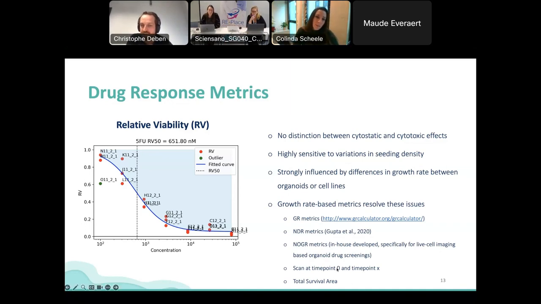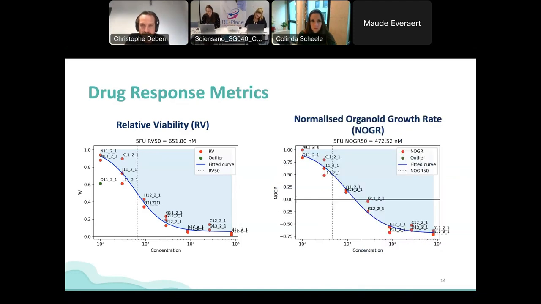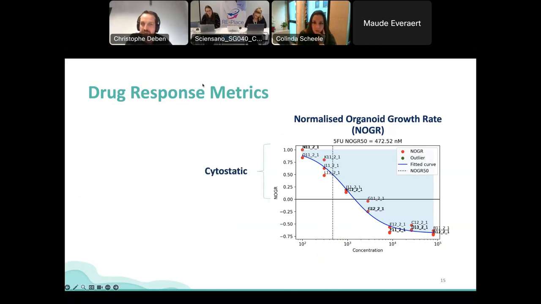And it requires a scan at least at time point zero and at time point X, for example, after 72 hours, 5 days, and so on, to really be able to quantify the growth rate. And from this single metric, we can plot similar dose response curves, but we can get much more information from these dose response curves. As you can see here, a value between 1 and 0 indicates a cytostatic effect, indicating that your compound at this concentration only induces growth arrest. And a value between 0 and minus 1 indicates a cytotoxic effect, so really a killing of the cancer cells.